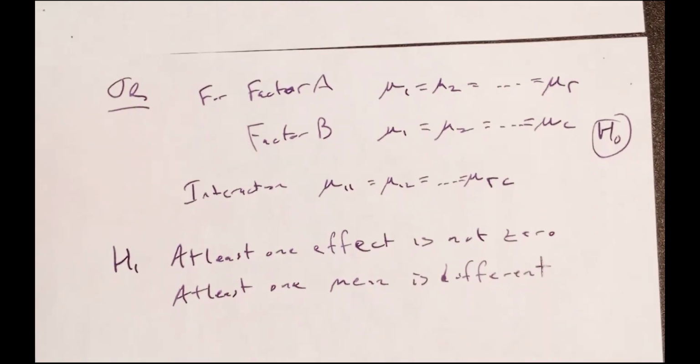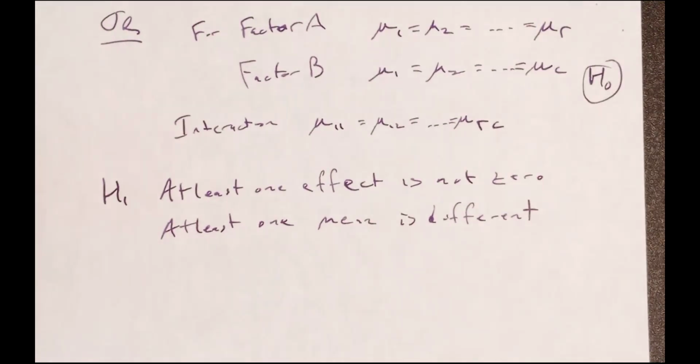Now, depending on which way we write the null hypothesis, we can then write the alternate hypothesis in two different ways. We can either write it as all of the factor contributions, the effects, are not zero, or we can write at least one is non-zero, and at least one mean is different.